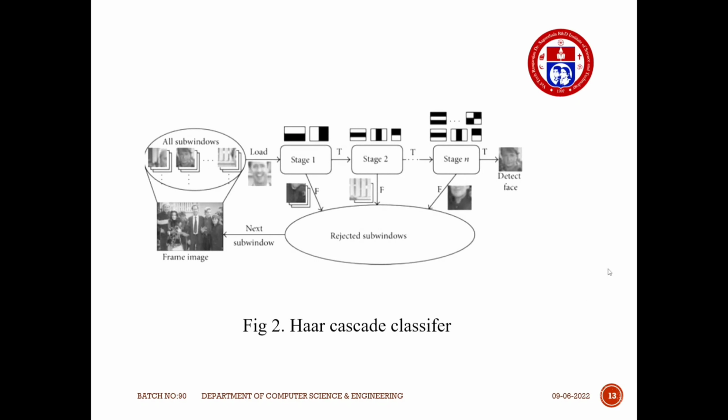This is a diagram of the Haar cascade classifier. We have stages: stage 1, stage 2, up to the final stage, and it detects the face.